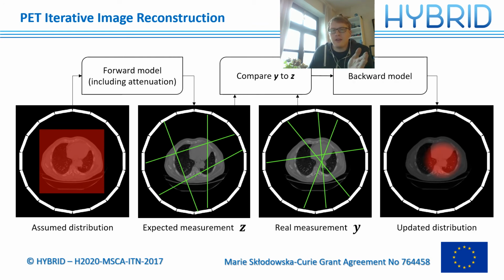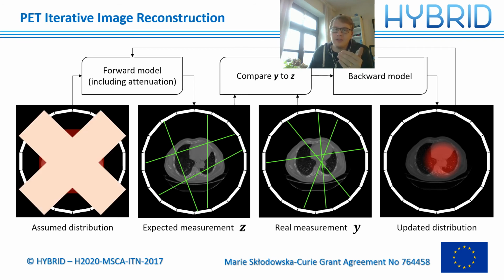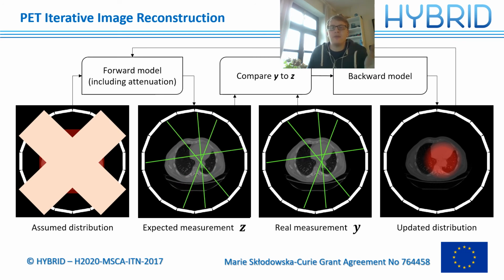So then we say, oh well, it was really, really different from what we expected. And then we can say, okay, along those lines of response, there was way more. So we would expect it to be way more here. And then we can continue the process. We can go from here and go again to the forward model. We know now this was not a good estimate, but this is pretty good. And then we can go to the forward model, and now our expected measurement looks something like this.